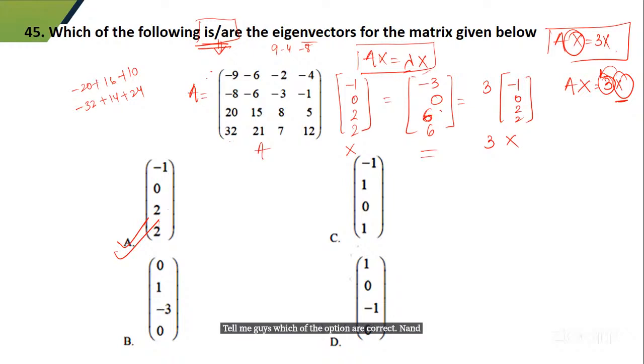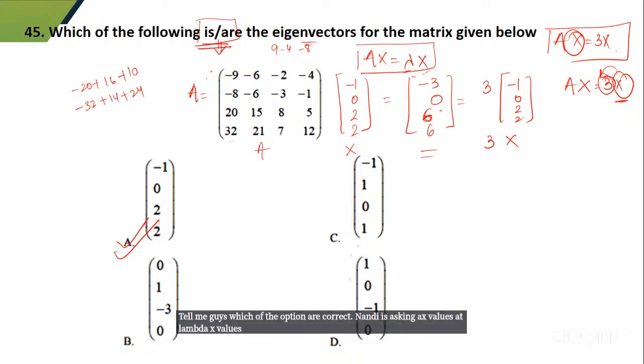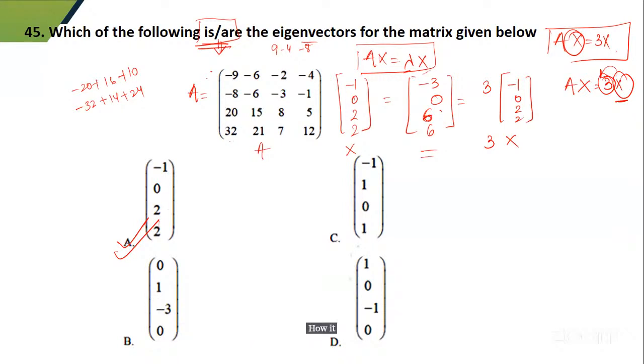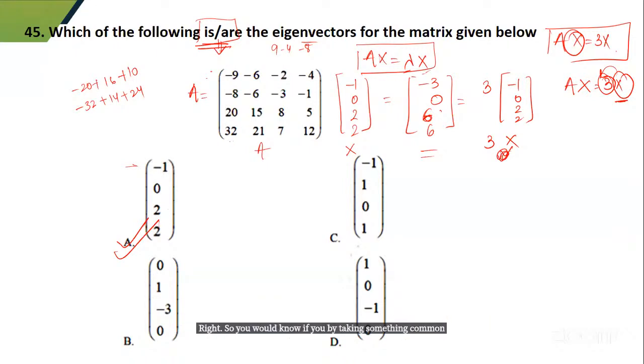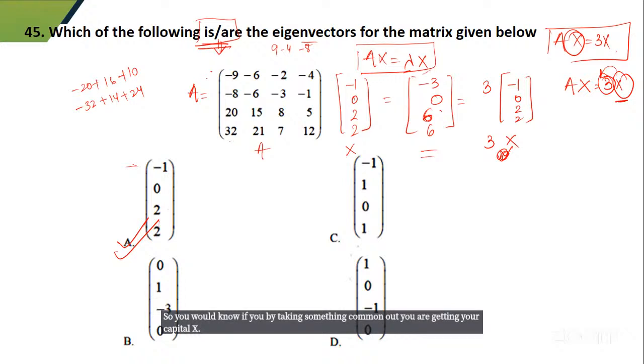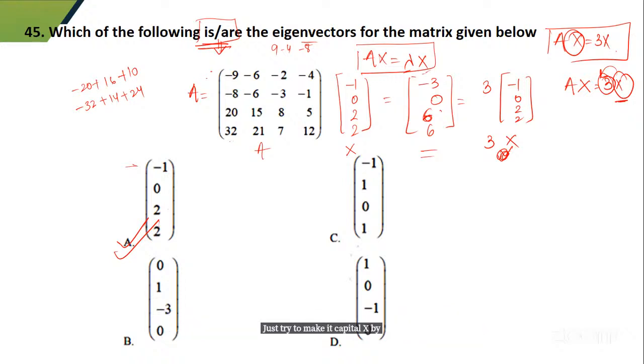Nandini is asking, AX values and lambda X values are different. No, ma'am. How is it correct? Just try to take something common. Like here, on the right hand side, I got minus 3, 0, 6, 6. Because in my previous X, I have minus one, I try to take three common, right? To make it minus one. When I have taken three common, I get my complete X, right? So you would know, by taking something common out, you are getting your capital X. Just try to make it capital X by taking something common. Then you would get it.